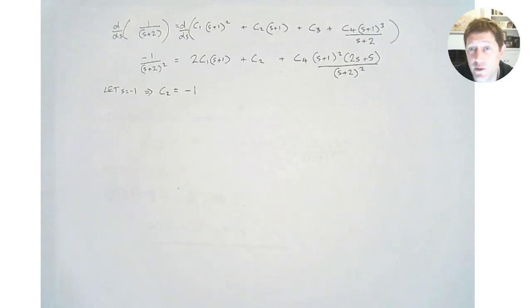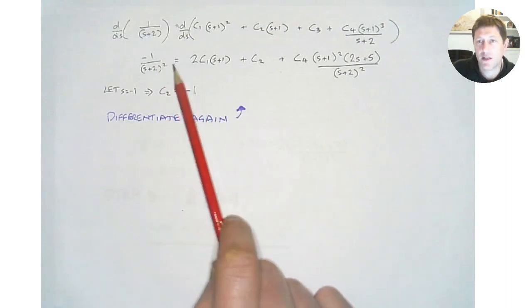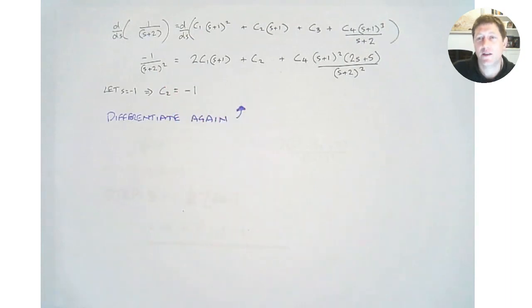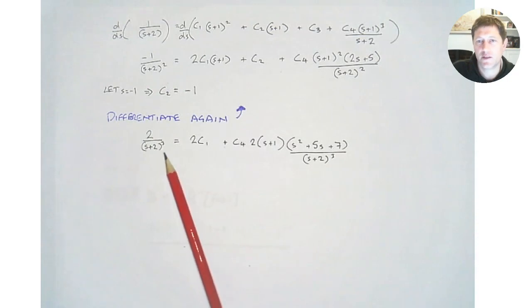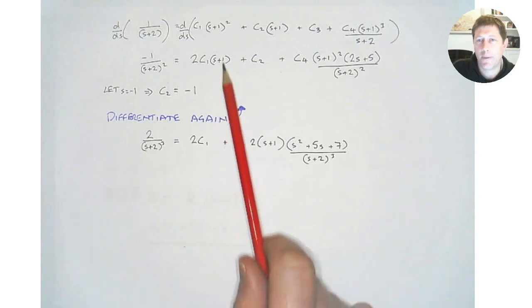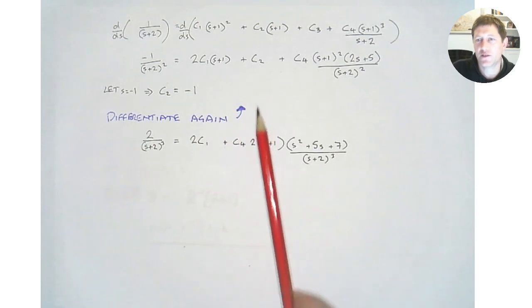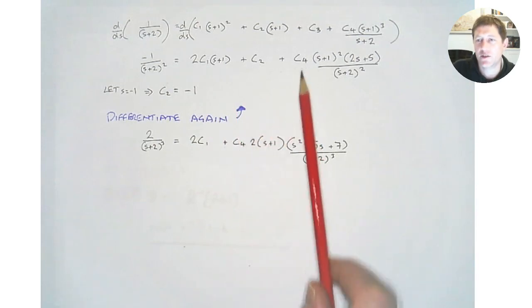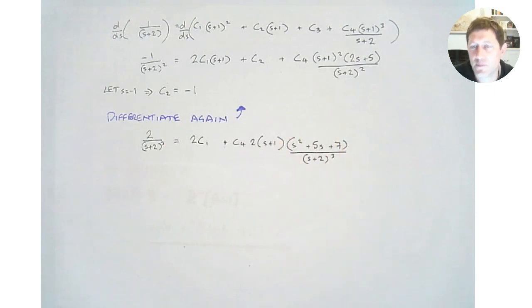Great, we've got 3 of the 4 coefficients. How do we get the last one? Same trick again. Differentiate our expression once more, and that will deliver the next coefficient. So we differentiate the left, 2 over s plus 2 cubed. This term becomes 2c1. c2 is a constant, so that disappears. And now we have this term for c4, which again you can work through to find its differential.